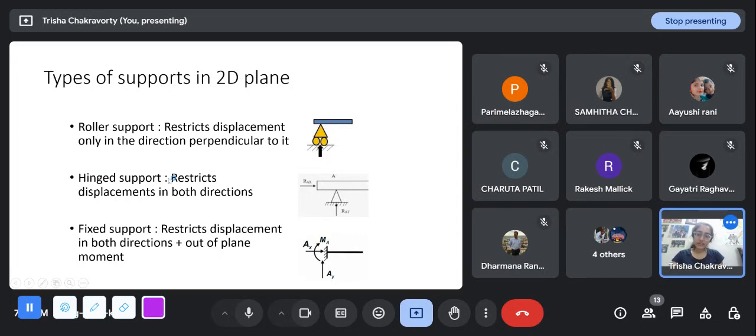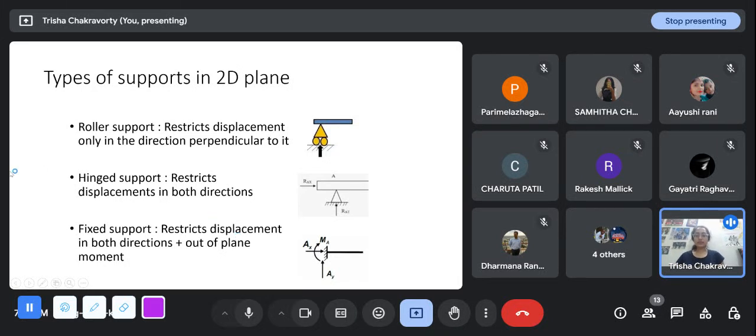And a hinge support restricts displacement in both directions, so there will be no displacement in the x direction or the y direction, but it is free to rotate. And a fixed support restricts displacement in both directions and out of plane moment, so it won't move this way, it won't move this way, and it won't even rotate.